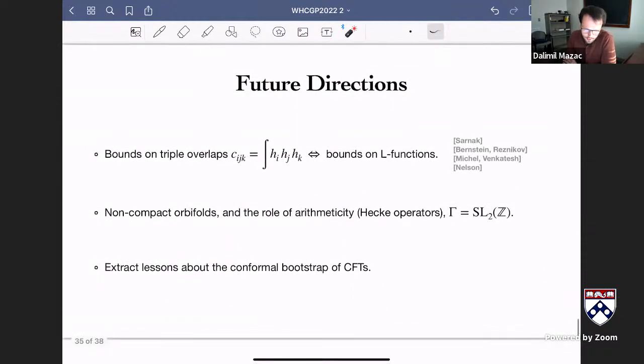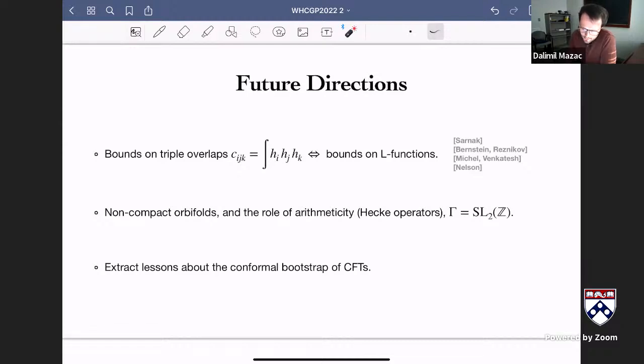Finally, some future directions. I didn't talk much about the C_ijk case today, but they are very interesting. They are related to values of L-functions using something called Watson's formula. So in the arithmetic cases, the C_ijk can be computed in terms of special values of L-functions, and upper bounds on these L-functions are a big question in the number theory literature. For example, the Lindelöf hypothesis is a type of upper bound that maybe the bootstrap can say something about.